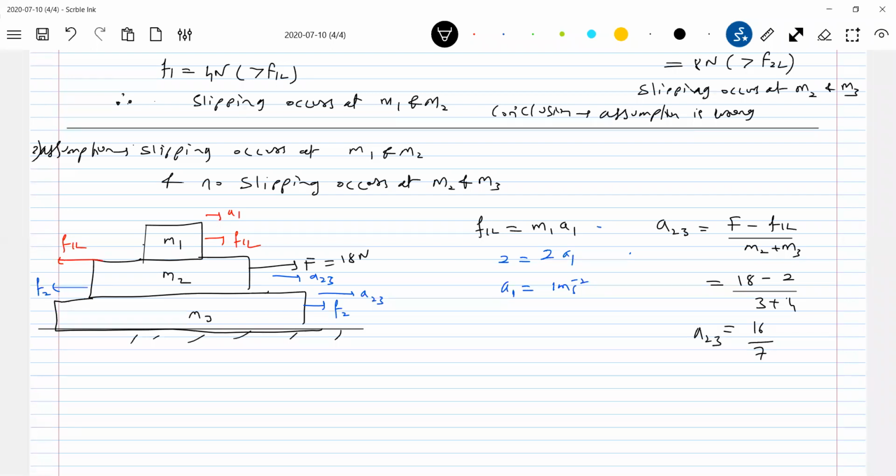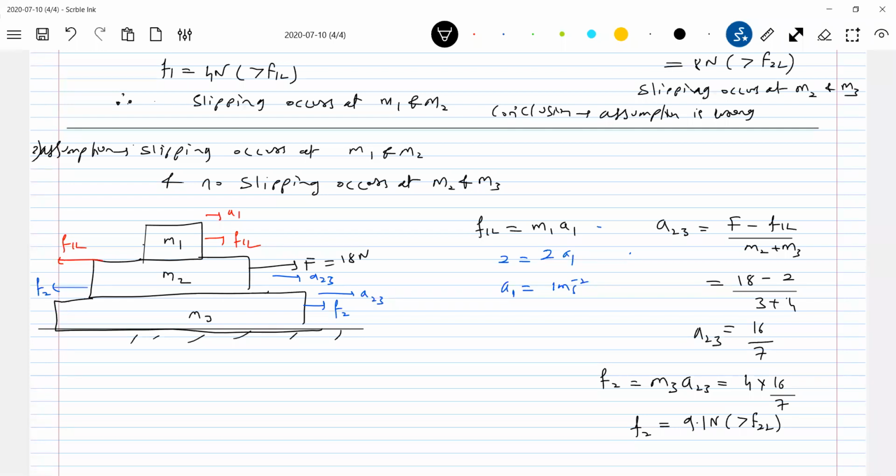Let me check the value of F2. So what is F2? F2 equals M3 into A23. M3 is how much? 4 into 16 by 7. So 9.1 Newton, which is greater than F2L, no? So therefore, what can you assume here? Slipping occurs at M1, M2 and no slipping occurs at M2 and M3.